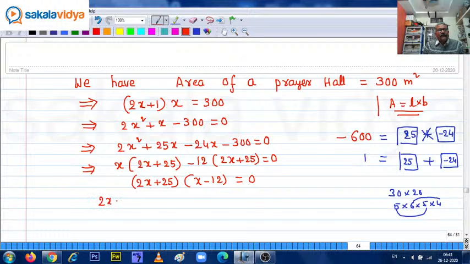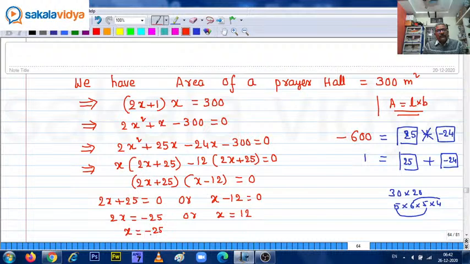So 2x + 25 = 0 or x - 12 = 0. So 2x = -25 or x = 12. So x = -25/2 or x = 12. Since x is positive, we need to consider x = 12. So this other value we need to discard.